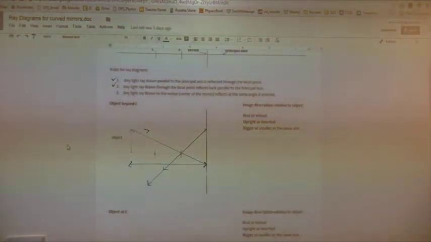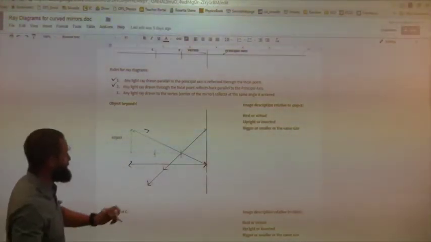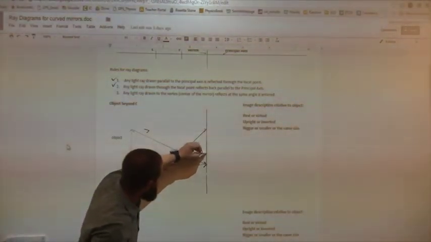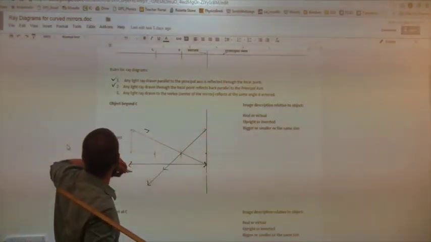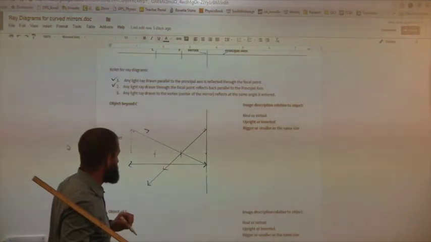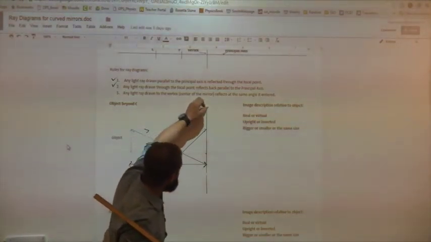So now, the last one. Any light ray drawn to the vertex. Since some of you have protractors, you can do this very accurately. But check this out. The vertex is at that one spot right there. Because remember, this is actually a concave or a convex mirror. It should be a concave.